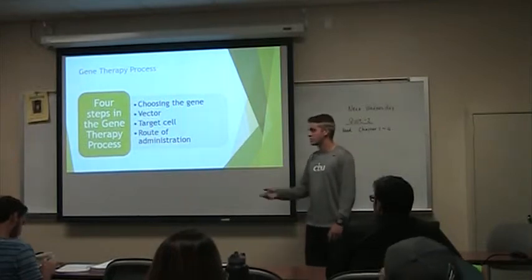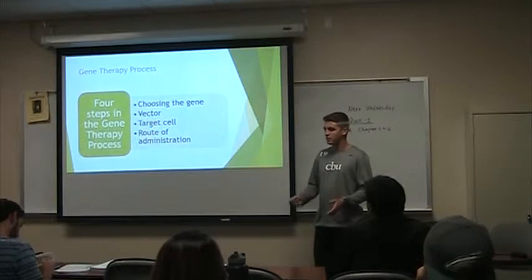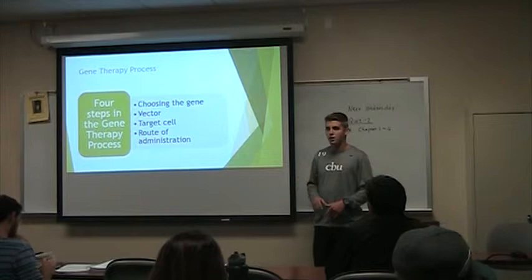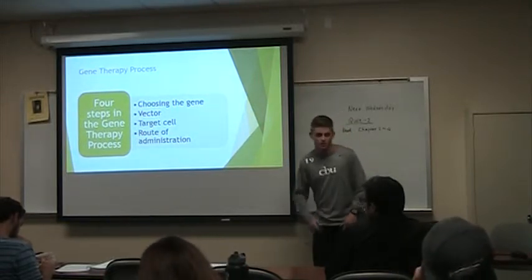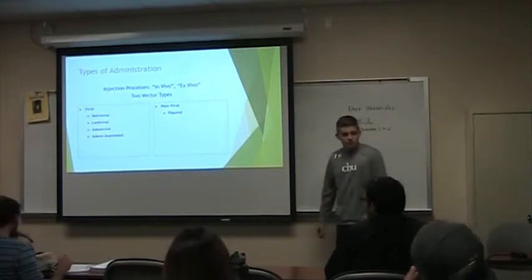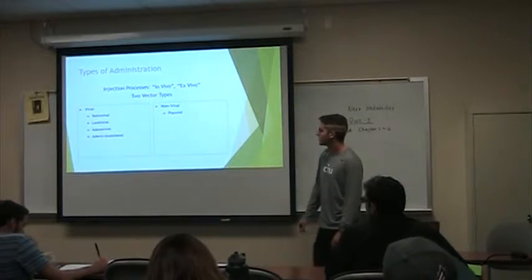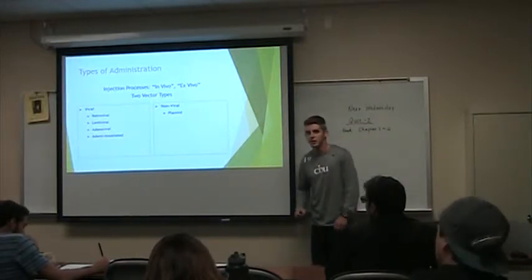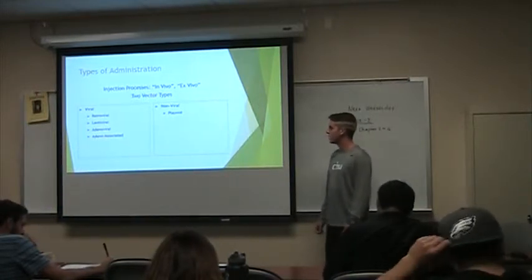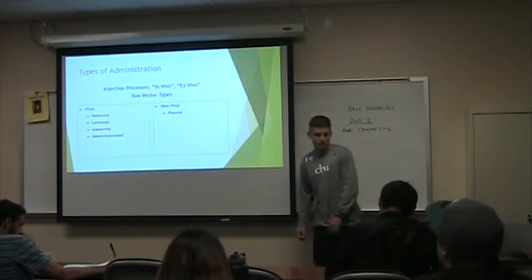And deciding the route of administration by either developing the DNA and then injecting it directly in vivo into muscle or cranial, or developing ex vivo and then injecting it into the patient. So there's two vector types in the types of administration, both viral and non-viral. In viral, you have 4 different types of viruses that are adapted to inject the genes. Those are retroviral, lentiviral, adenoviral, and adeno-associated. And then in non-viral, you use plasmids.